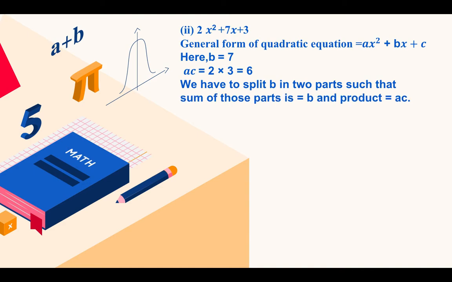So I have the middle term as 7 over here. I will split it into two parts. So I will write this 7 as 6 and 1. Now when you add 6 plus 1, the answer is 7. And when you multiply 6 into 1, the answer is 6. So it is satisfying both the conditions.